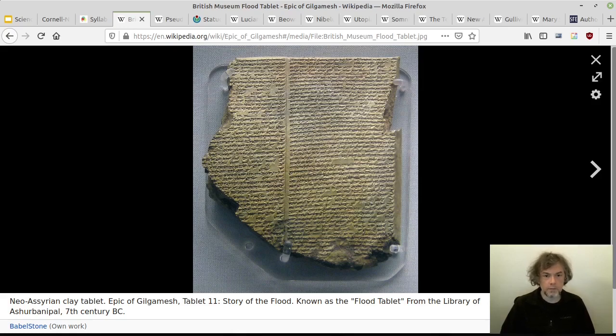Now, one surviving fragment of the poem describes Gilgamesh in translation as, quote, "he who saw the deep," or, quote, "he who sees the unknown," end quote. Those things, they evoke something that's science fictional, I think.